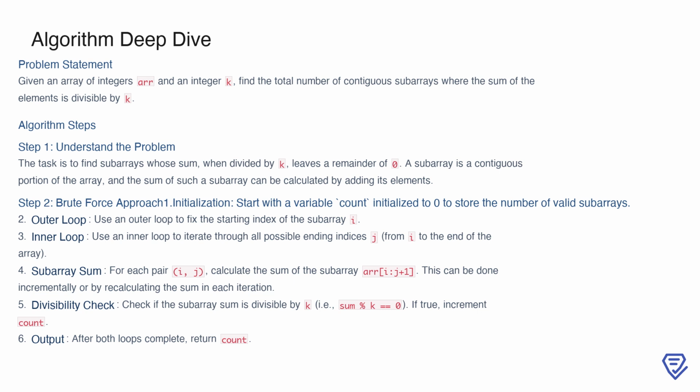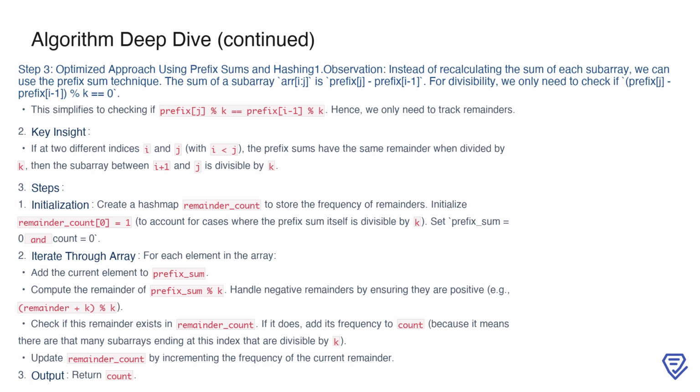However, while this approach works, it has a high computational cost due to its nested loops, making it inefficient for large inputs. To improve upon the brute force method, we can use an optimized approach that leverages prefix sums and hashing. The key observation here is that the sum of a subarray can be expressed as the difference between two prefix sums. If the difference between these sums is divisible by k, then the subarray is valid.